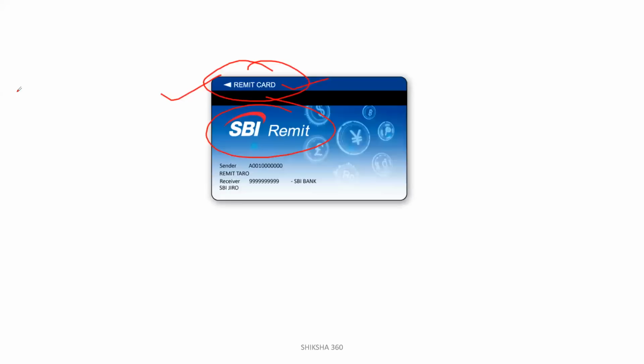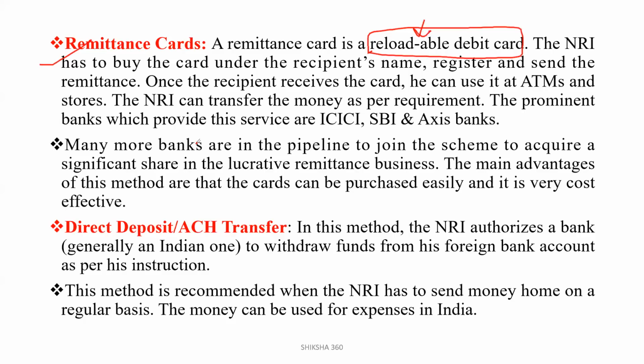Here you have seen remit, sender, receiver. All these things you will see; whatever we are discussing here is seen in the image. The NRI has to buy the card under the recipient's name, that is the beneficiary name, registered, and send the remittance. Once the recipient receives the card, he can use it at ATMs and stores.